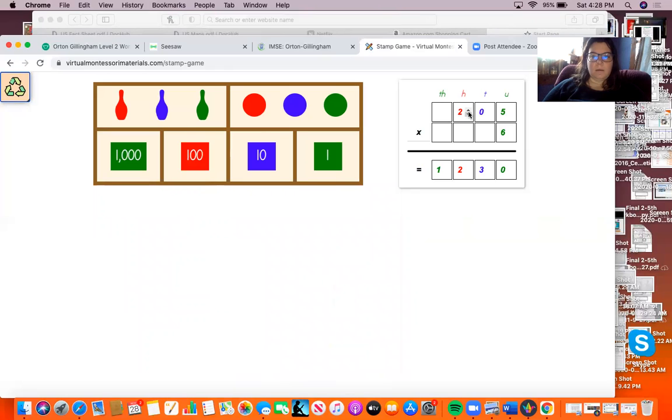Okay. So go ahead and give those problems a try. If you need to watch again, just remember you make your groups. Always start with your units. Make your exchanges. So if you have 27 units, you'll exchange 20 of those units for 2 tens and still have 7 units. So watch your exchanges, and there you go. So enjoy.